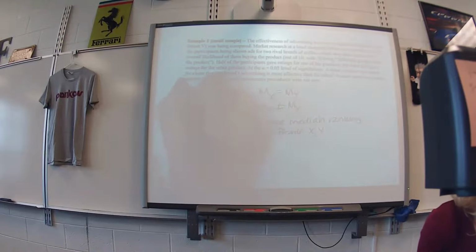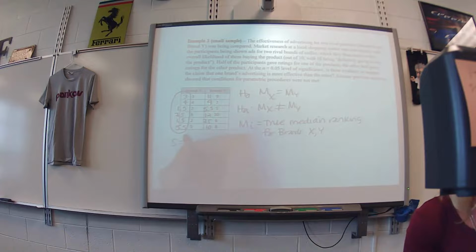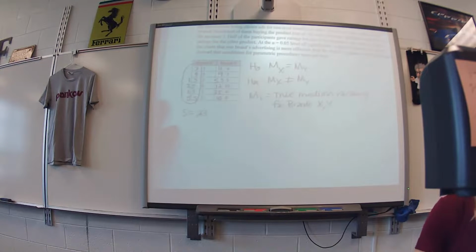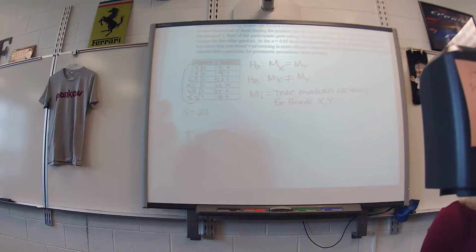But we only want these rankings now. We add those up, and that adds up to 23. And our test statistic is that S minus 1, 2, 3, 4, 5, 6 is our N size. Multiply by, increase that by 1. Always divide by 2. 23 minus 21 makes 2.